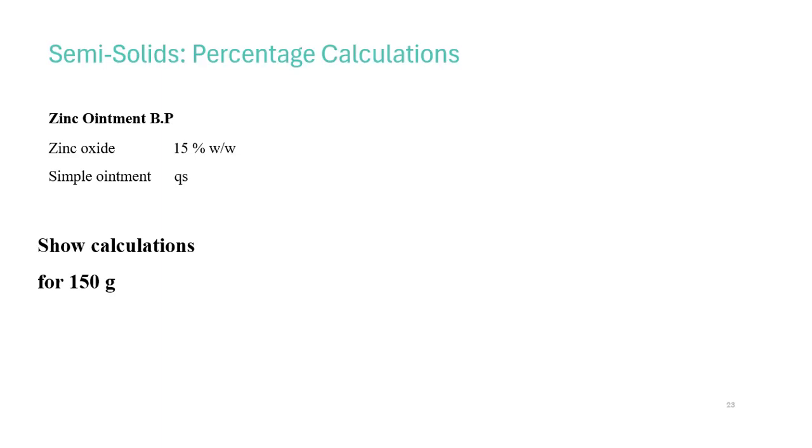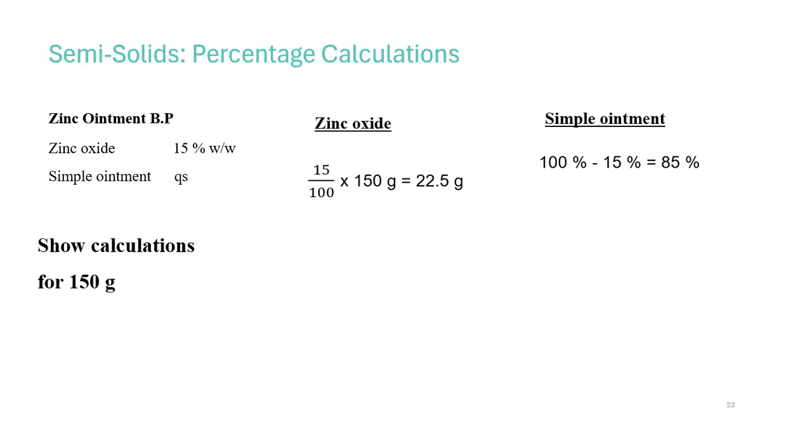So here, show calculations for 150 grams. It would mean that 15 over 100, because that's what percentage means right here, and therefore you multiply it by 150. This is dimensional analysis. So it's 22.5 grams. The simple ointment would be, the formula must add up to 100%. So a student may say, Miss, but I don't see a total here. You don't need to see a total. QS means a sufficient amount must be added to the formulation, and it's expressed as 15%.